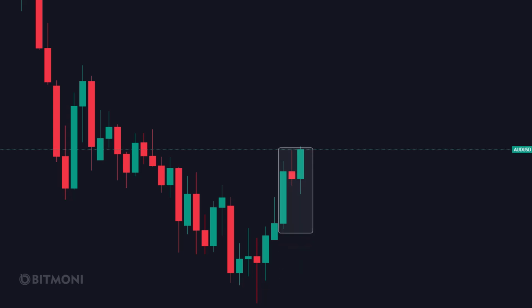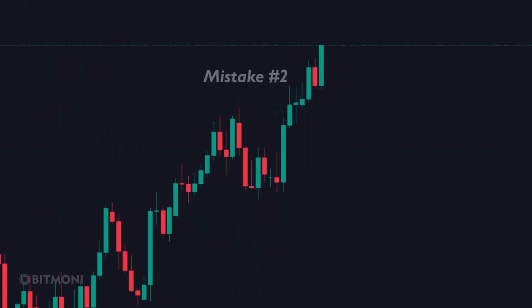Now, here's an example of what a valid 3-bar pattern looks like. As you can see in this setup, the igniting bar clearly has a large body. And notice how it's significantly larger than the previous candles that formed.